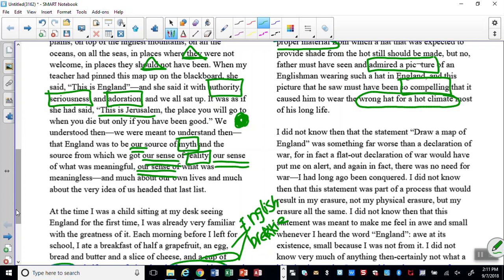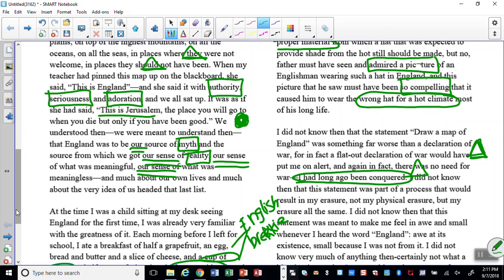Okay, so I did not know that the statement, draw a map of England, was something far worse than a declaration of war, for in fact, a flat-out declaration of war would have put me on alert. All right, again, this is resentment. So I'm going to put a triangle here for that whole entire section. And I had long ago been conquered. She was stripped of her identity, and I'm also going to put a triangle because that's resentment.